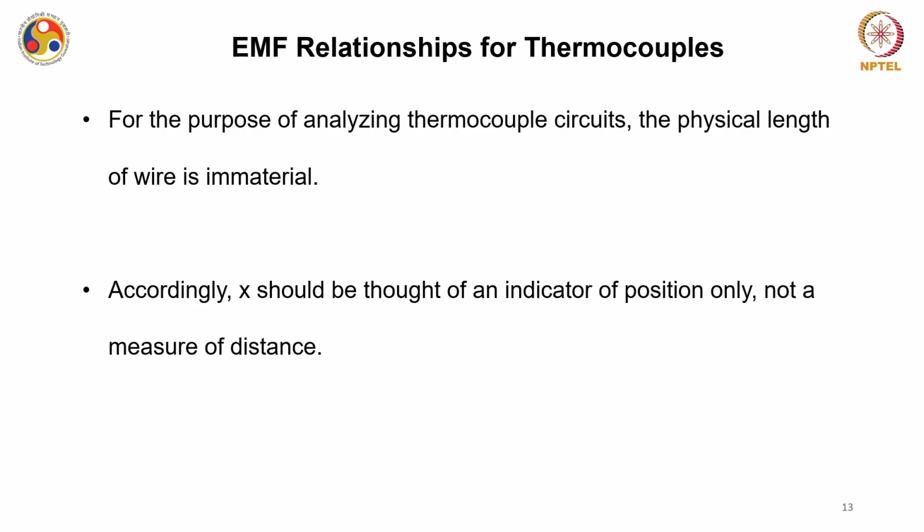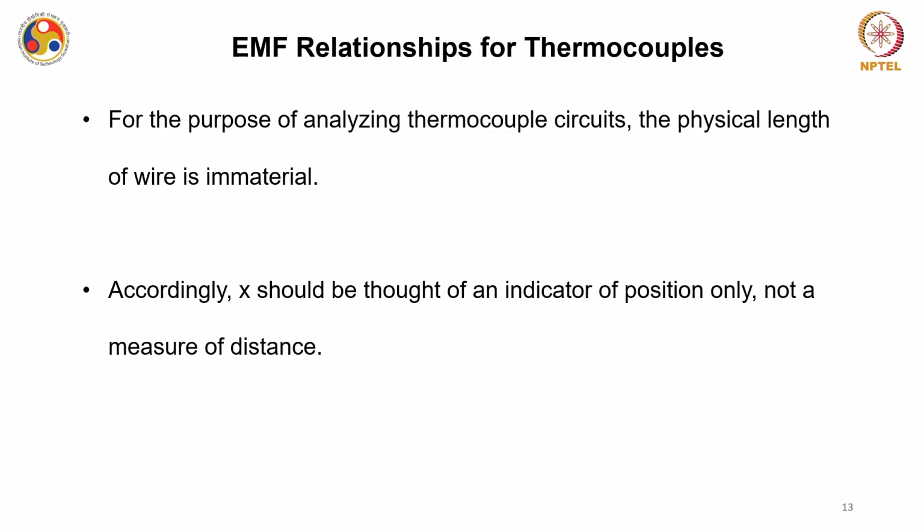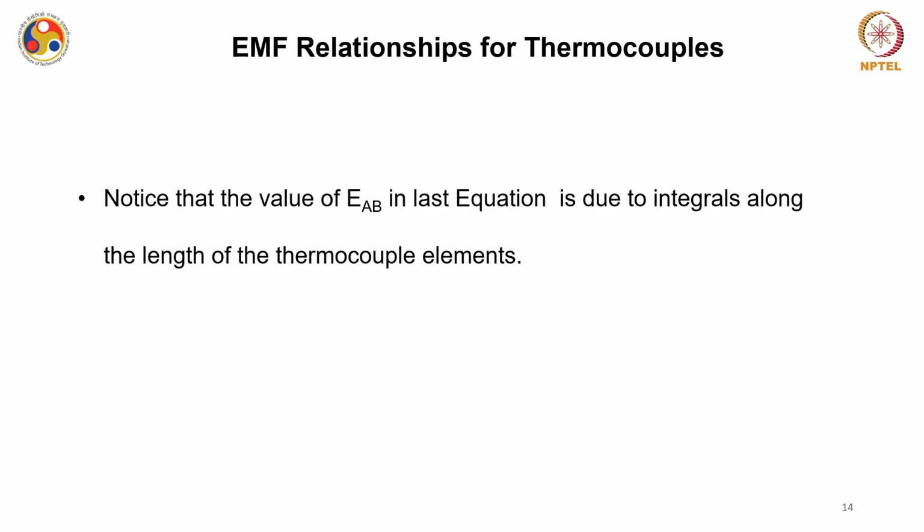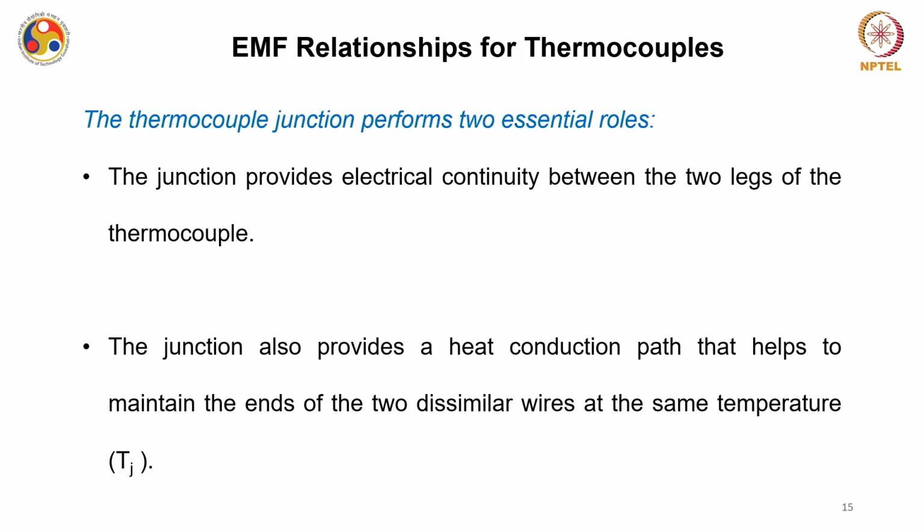Now for the purpose of analyzing thermocouple circuits, the physical length of wire doesn't actually matter much. So x should be thought of as an indicator of the position only. You should not be much worried about where it is written or what length the wire possesses. The wire length is immaterial in this case, and x should be thought of as an indication of the position only and not a measure of distance.